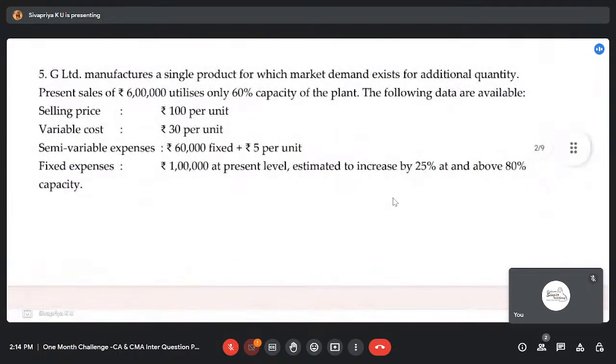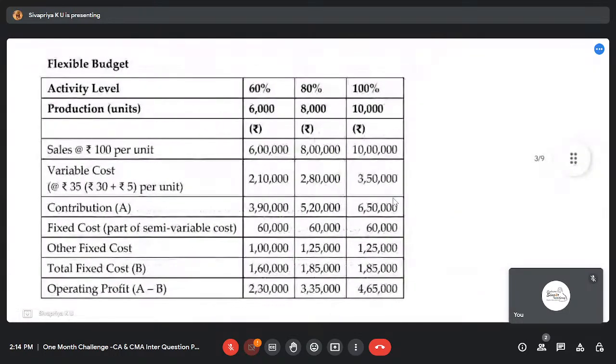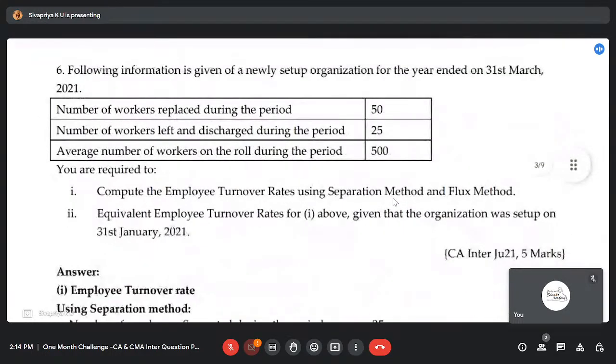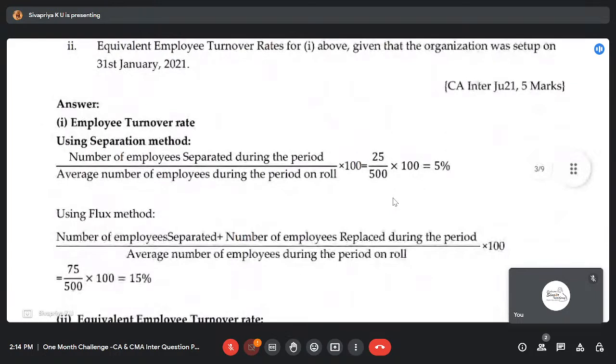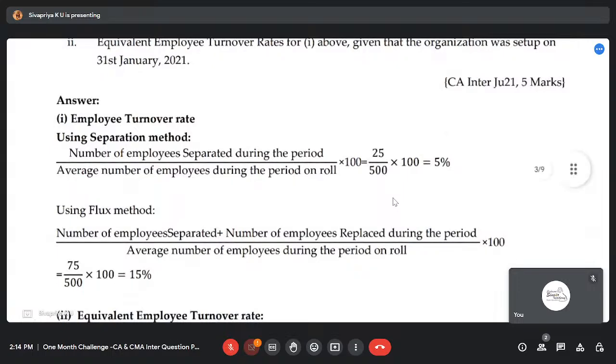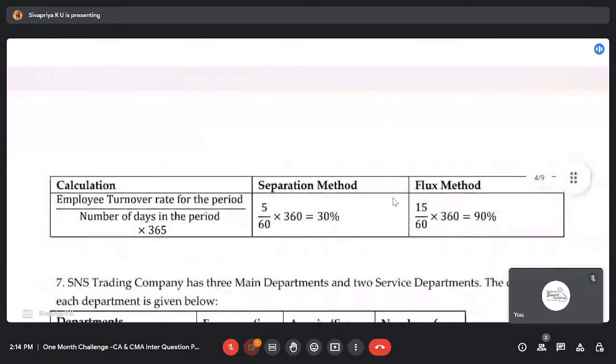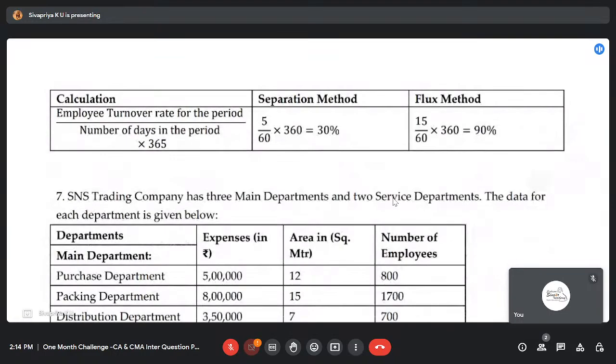Then question number 5. Flexible budget for 80% and 100%. For 60%, profit is 2,30,000; at 80%, 3 lakh 35,000; at 100%, 4 lakh 65,000. Question number 6. Employee turnover ratio: under the separation method 5%, flux method 15%. Equivalent employee turnover ratio: separation method 30% and flux method 90%.